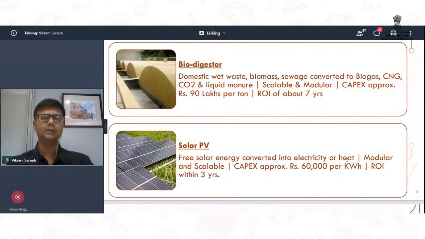We do have a biodigester, which is a plug flow reactor, which means we don't do batch processing, but we keep on putting the waste into it. And we have conventional biogas, CNG, and CO2 coming out of it. And the liquid manure actually fetches a good price. The solar PV is what we already have, and I will not talk about it much.